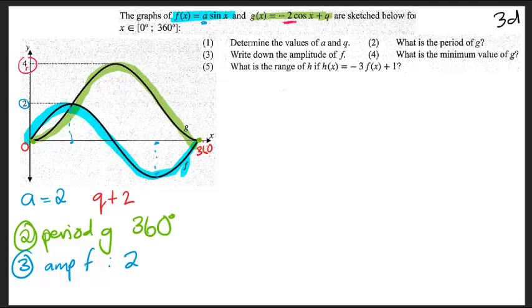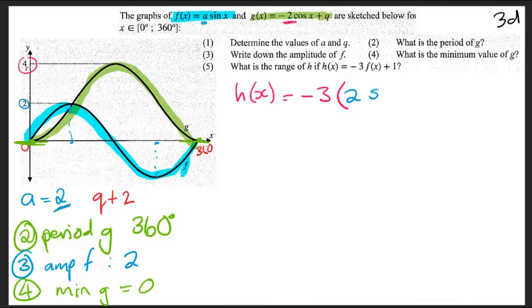What is the minimum value of g? Minimum value is the lowest part, so the g is my green graph, and the lowest value for g is 0. What is the range for the h of x if the h of x is equal to negative 3 times the f of x plus 1? So the h of x is equal to negative 3 times, and the f of x is 2 sine x, because we got a, right? Close the bracket, plus 1. So I've substituted the f of x with the value of the f of x.